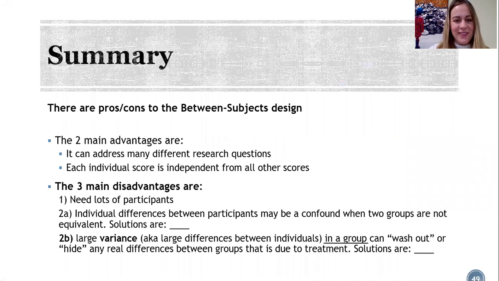So to summarize everything from this video, there's pros and cons of everything. The pros of a between subjects design are that we can address many different research questions and we don't have to worry about people so much, as in a within subjects design, learning what happened in one condition and transferring that over to their other, because they're only getting one condition. The 2 main disadvantages are that we need lots of people and that individual differences between participants could be a potential confound if we don't create equivalent groups. And individual differences within a group can also be a problem because it can obscure any difference between groups. And we talked about some solutions to both of those.